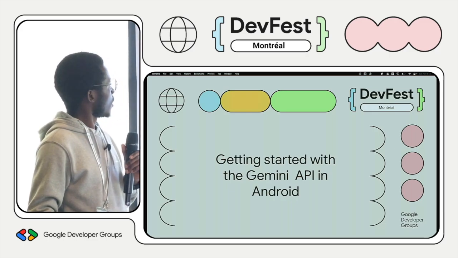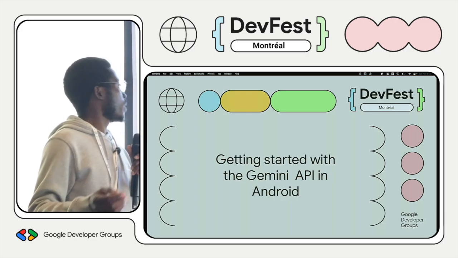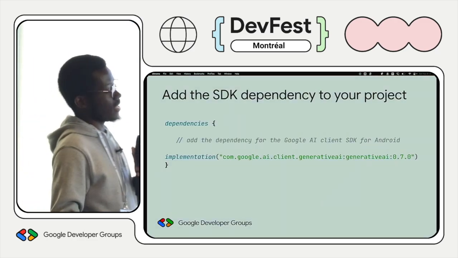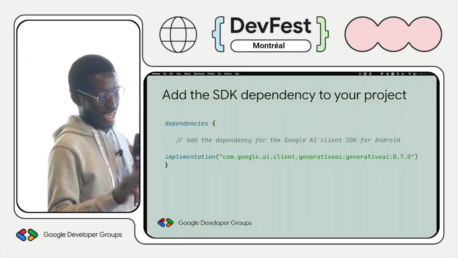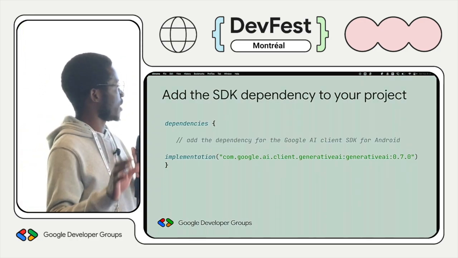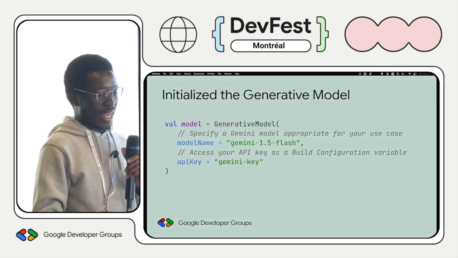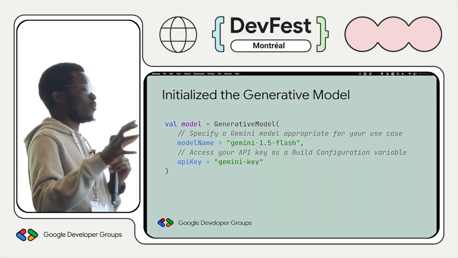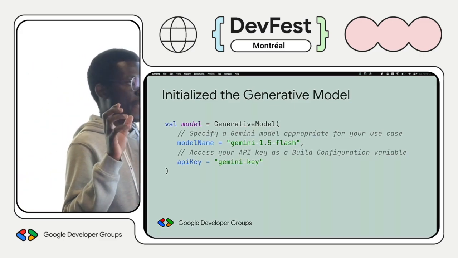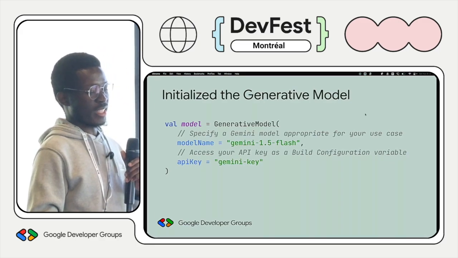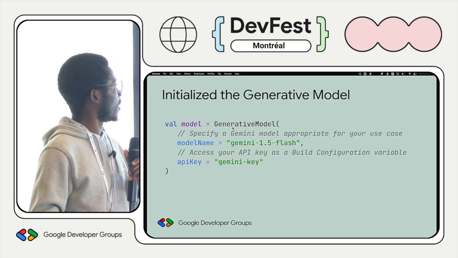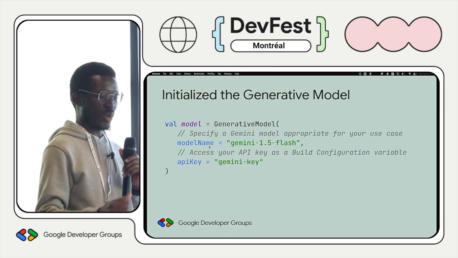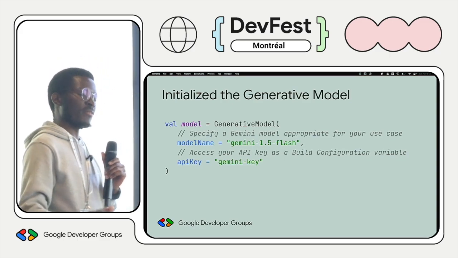Now let's see what we can do on the Android side. The first thing you need to do is add this dependency, just the client generative AI, and you use the version that is currently available. After that, you will need to create the generative model object. This object represents the model that we'll be interacting with. For example, here I have created the generative model. You can specify the model name that you will be using. In this one, I'm using Gemini 1.5 Flash.